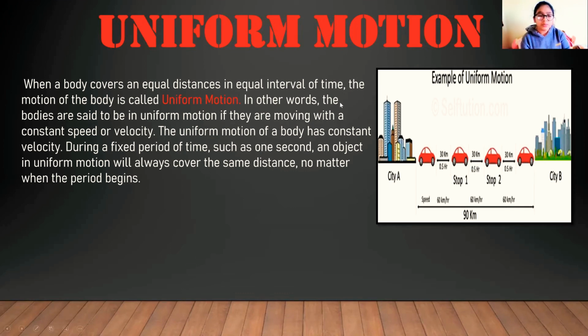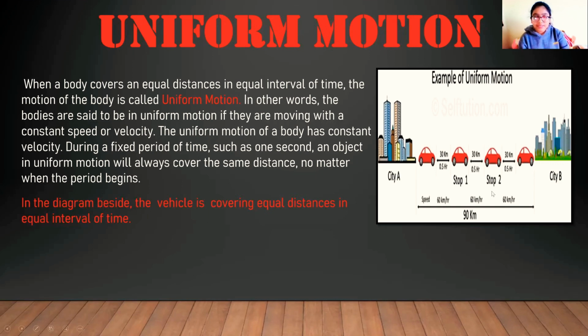Now, in other words, bodies are said to be in uniform motion if they are moving with constant speed or velocity. The uniform motion of a body has constant velocity. During a fixed period of time, such as 1 second, an object in uniform motion will always cover the same distance no matter when the period begins. In the diagram beside, the vehicle is covering equal distances in equal intervals of time. I hope now uniform motion is clear to you all.